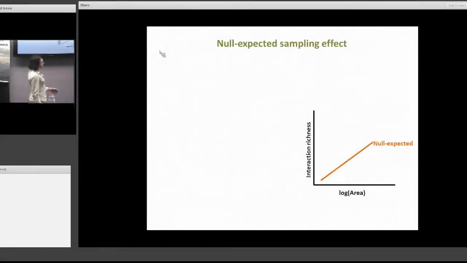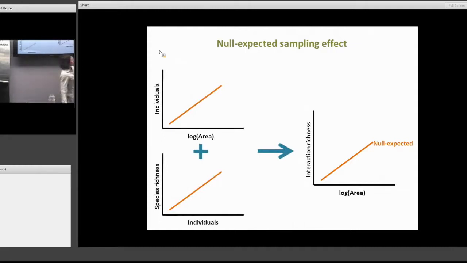But this pattern of interaction richness increasing with habitat area could just be a passive sampling effect, just based on the fact that bigger areas have more individuals and more individuals have more species. And so we wanted to test whether or not this expectation was just due to chance or if something else was going on. So if we saw observed patterns that were either steeper or shallower than the expected, something interesting biologically might be going on.